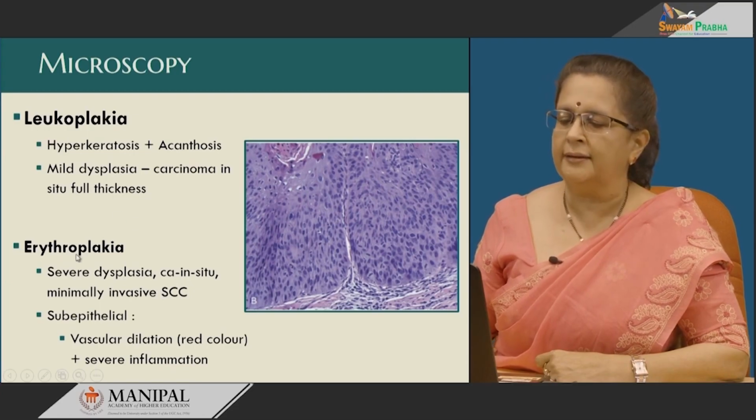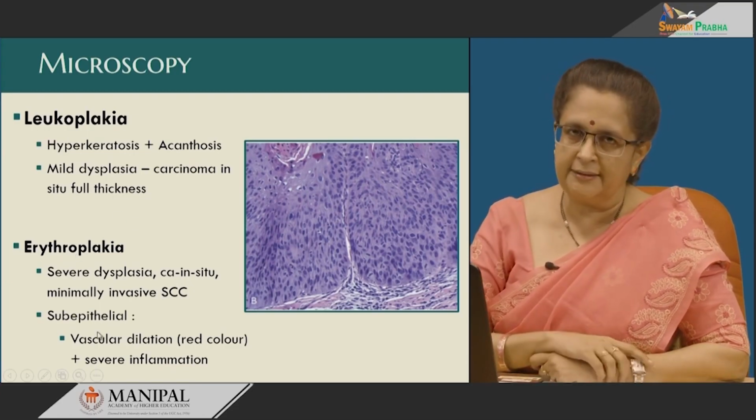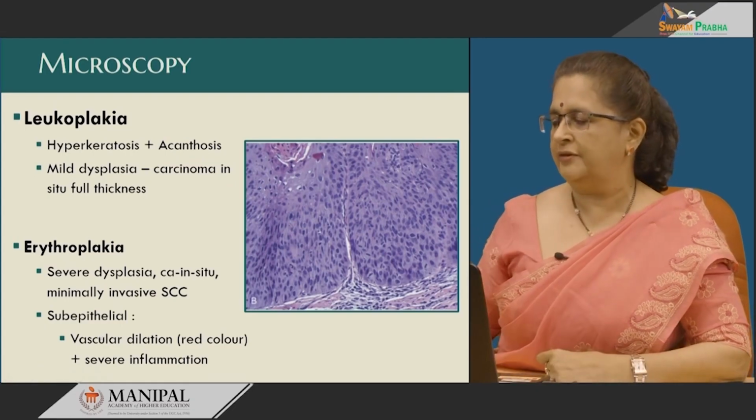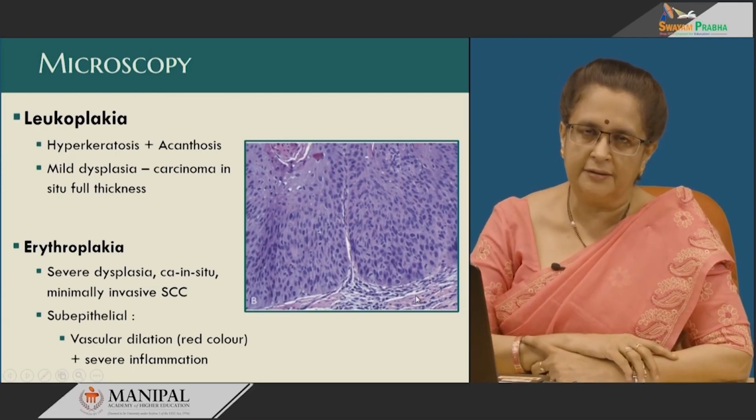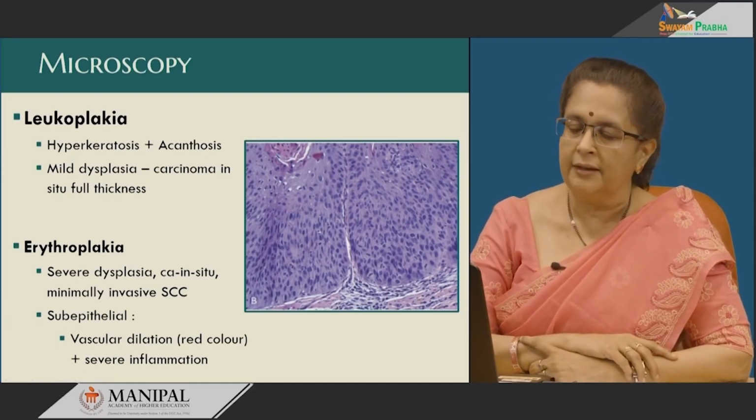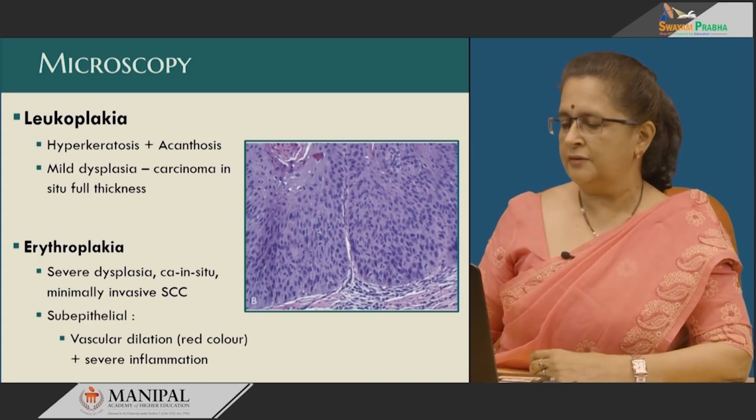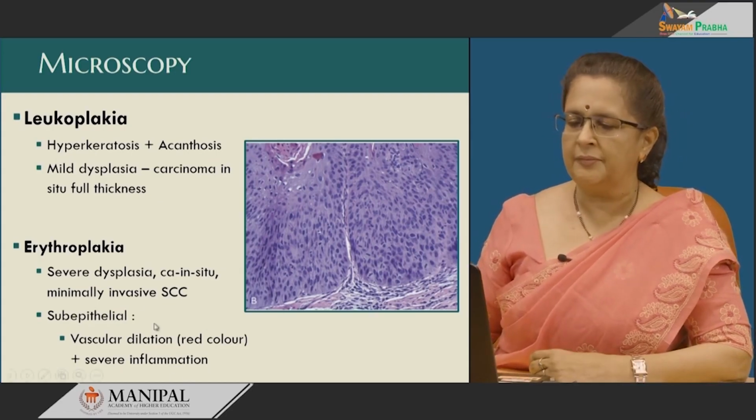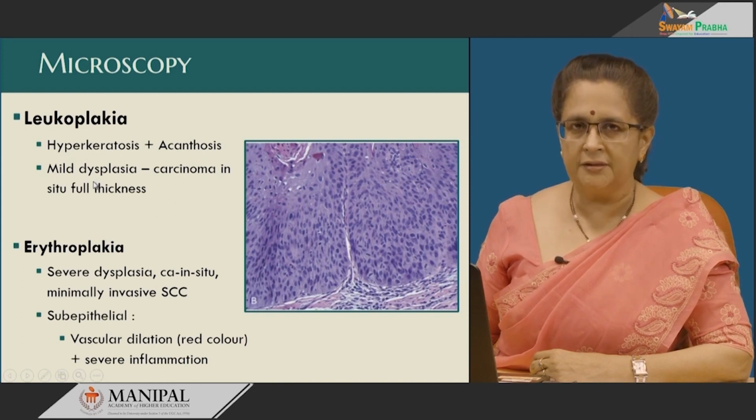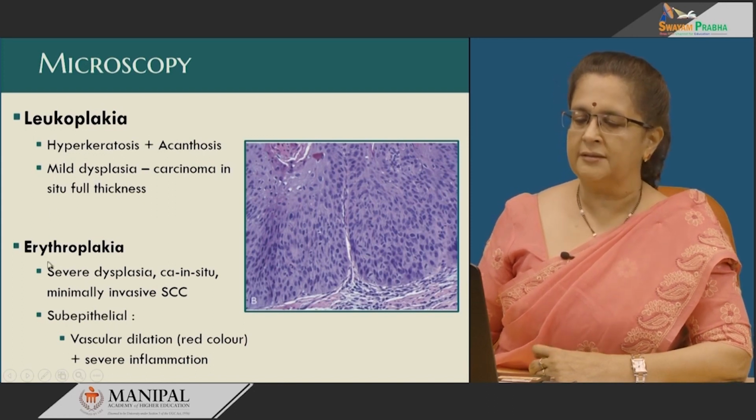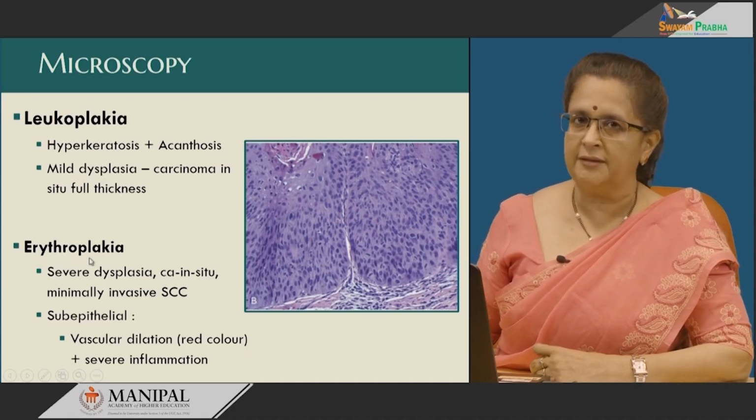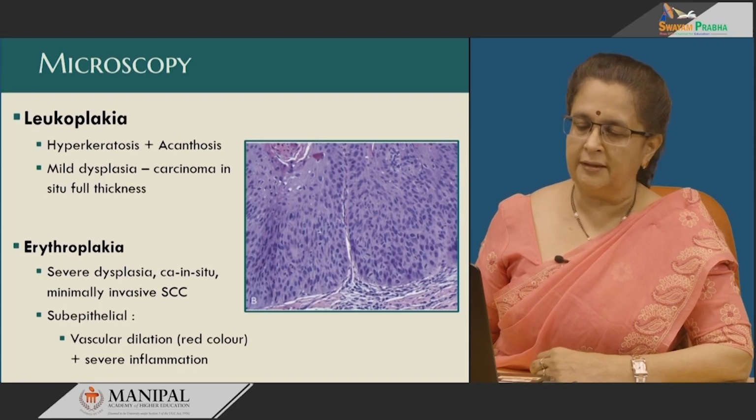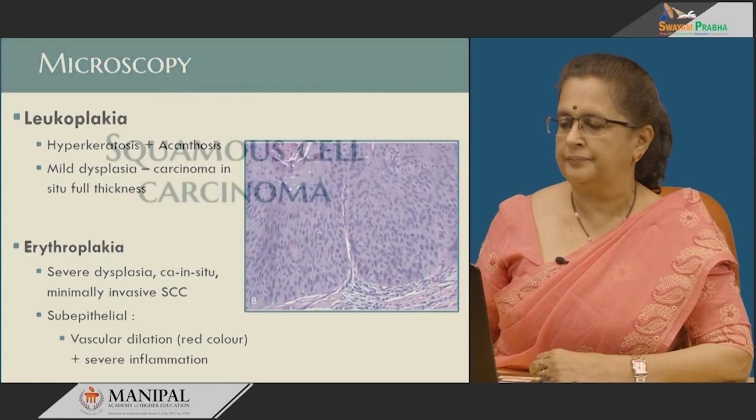Now, why do we get the red color? The red color is because of the extensive dilation below the epithelium. Over here you will get extensive dilation of blood vessels along with plenty of inflammation, and that gives rise to the red color. That is why it is known as erythroplakia. So, remember, leukoplakia is hyperkeratosis with acanthosis, mild to severe dysplasia and even carcinoma in situ. Erythroplakia is severe dysplasia to minimally invasive squamous cell carcinoma with subepithelial vascular dilation and inflammation.